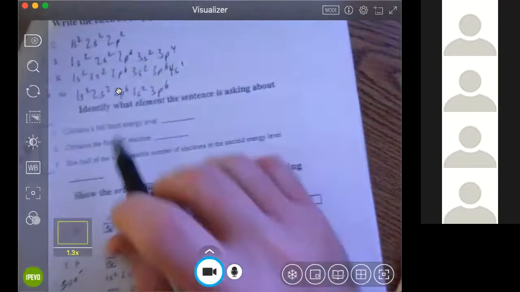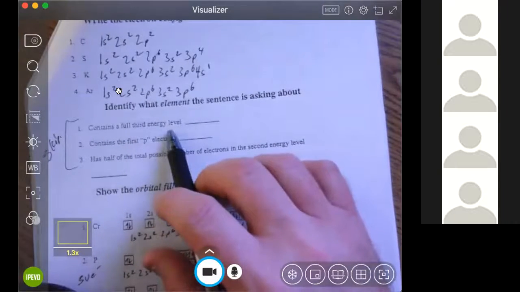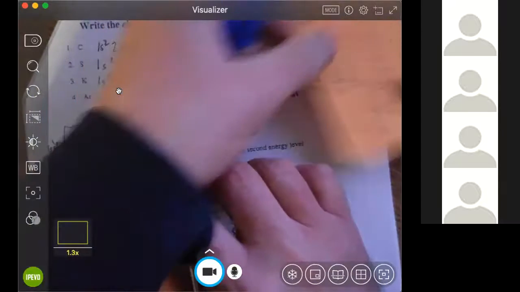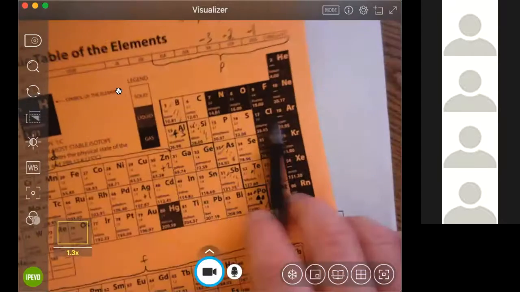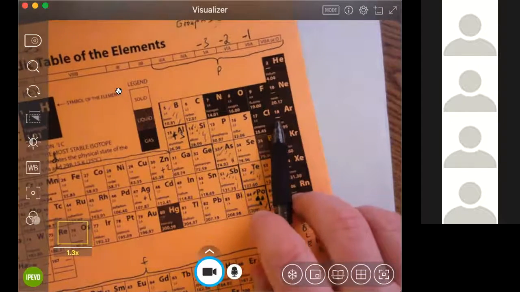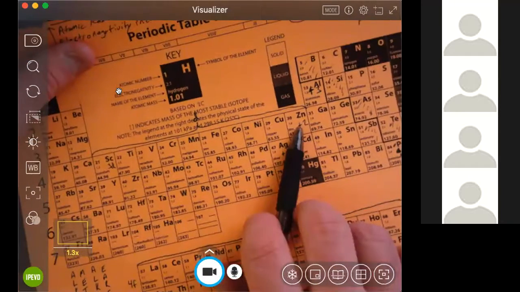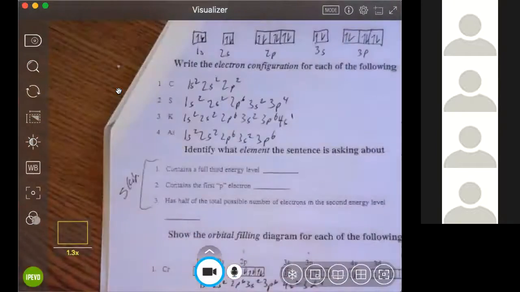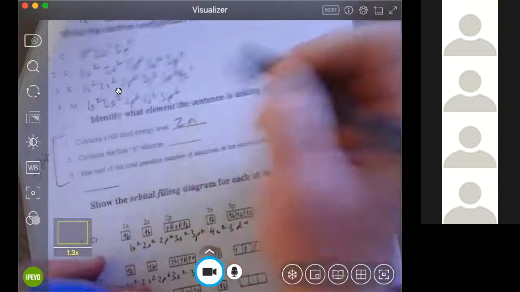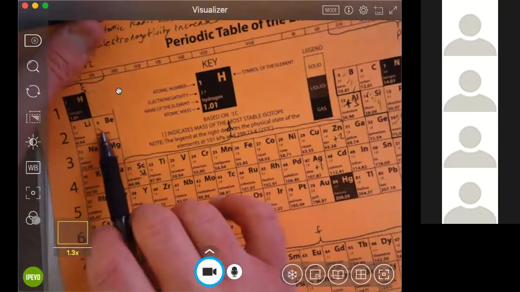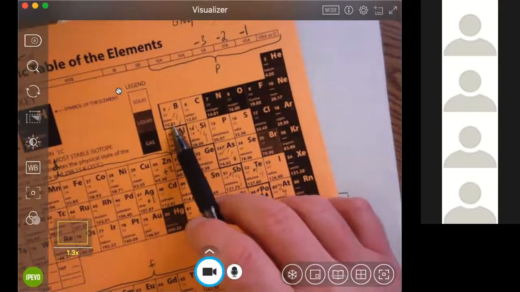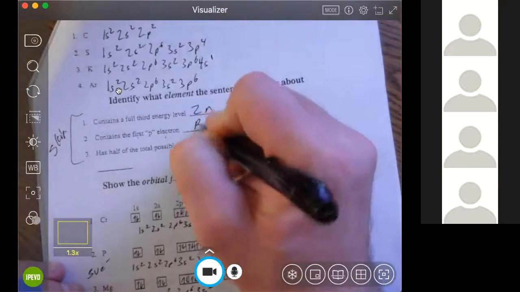Cool. Which of these elements contains a full third energy level? Well, this is tricky because 3s2, 3p6, the third energy level has s, p and d, 3d10. That would be none other than zinc. Who has the first p electron? 1s2, 2s2, 2p1. That would be boron.